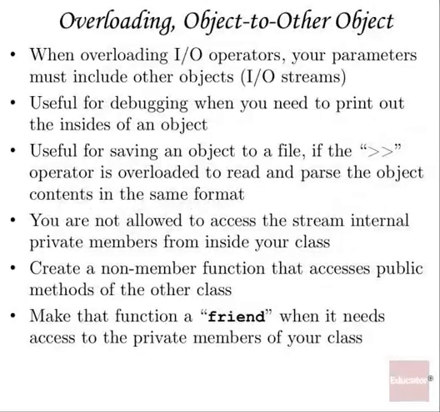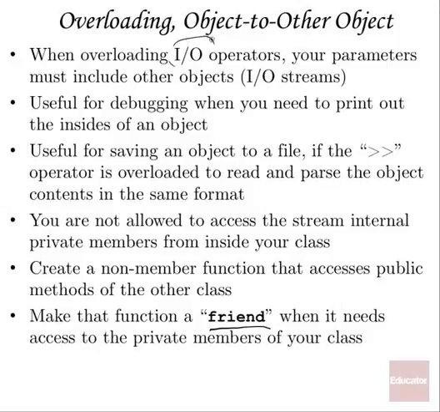Now we're going to overload something to another object, not just to an integer or a double or something like that, which is very simple. We have issues with other objects. We don't have access to another object's internal members. You might need access to it, but you're not going to get it. What we do to solve that is make a non-member function that's declared as a friend, so that the friend will at least have access to our internal stuff. So we're going to overload IO operators.